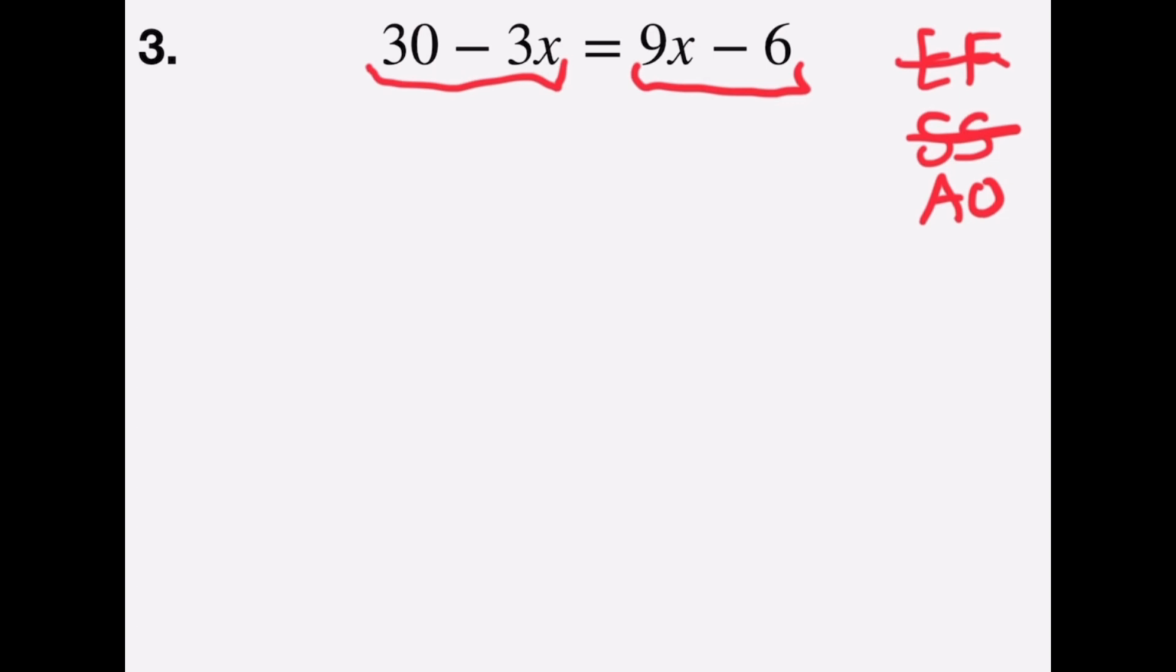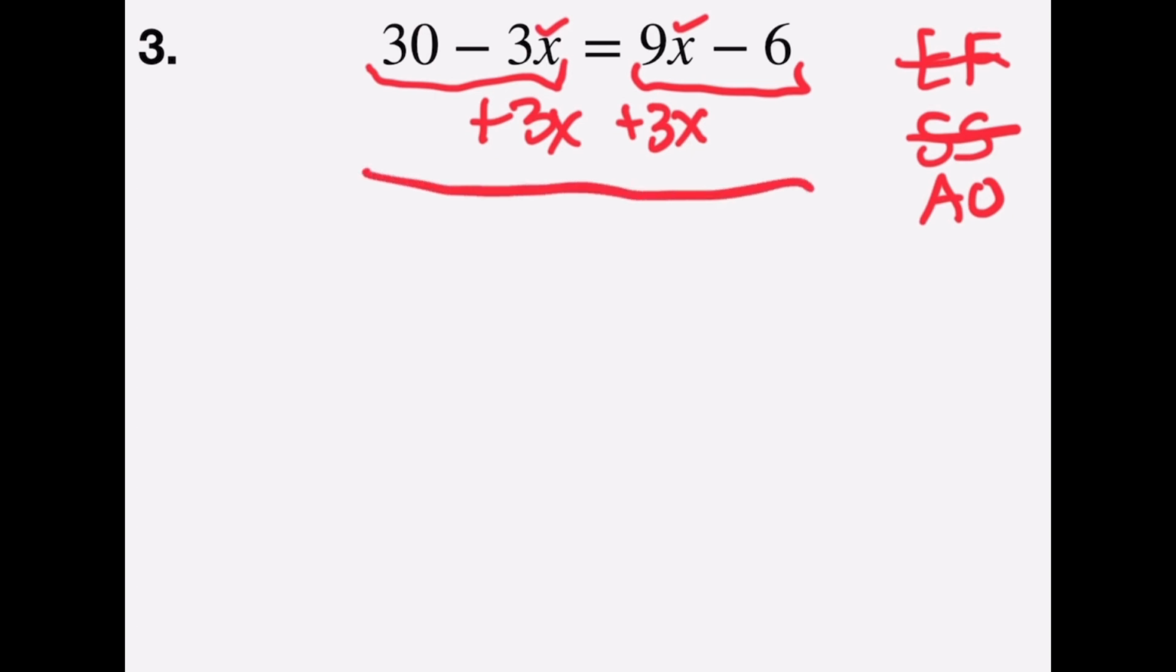Now I'm going to add opposites in order to isolate my variable terms on one side and my number terms on the other side. I have two choices. I can either add 3x to both sides, which is the opposite of negative 3x, or I can add negative 9x to both sides, which is the opposite of 9x. I like to keep my variable terms positive to reduce the errors. If I add 3x to both sides, I'll get 12x on the right side. So that's my choice to add.